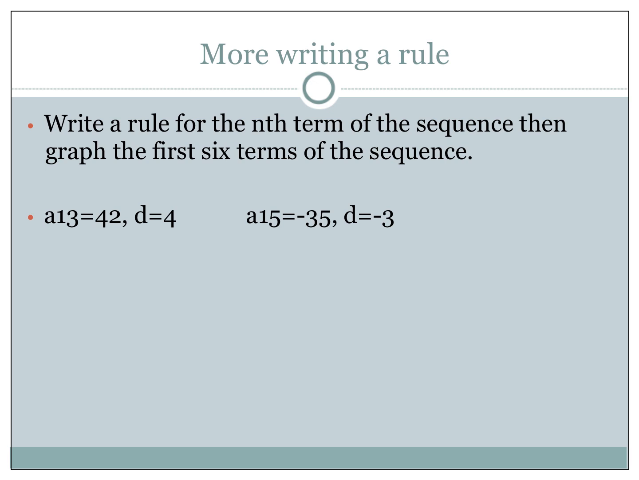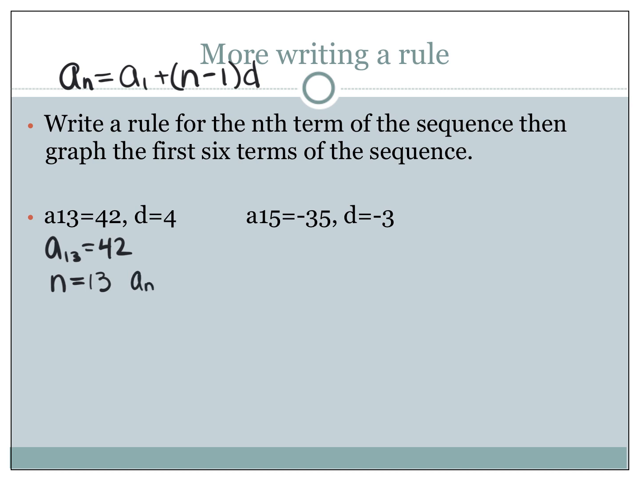More writing a rule. Write the rule for the nth term of the sequence, then graph the first 6 terms of the sequence. So here, I'm given A13 equals 42, and that should be written with a subscript, and D equals 4. So I don't have my A1, but I can find it by using my equation. Remember, my equation is an equals A1 plus n minus 1 times D. When I'm given A13, that tells me that n is 13, and when n is 13, an is 42. So the 42 goes in for the an. 42 equals A1. I don't know A1, so that's my variable. Plus n, I know n is 13, minus 1, and it tells me D is 4.